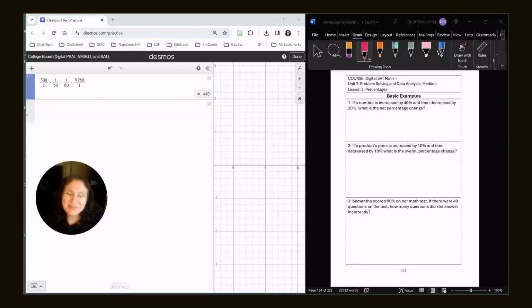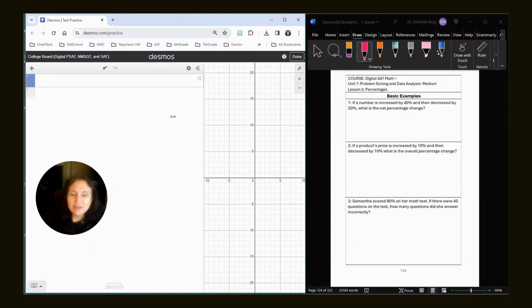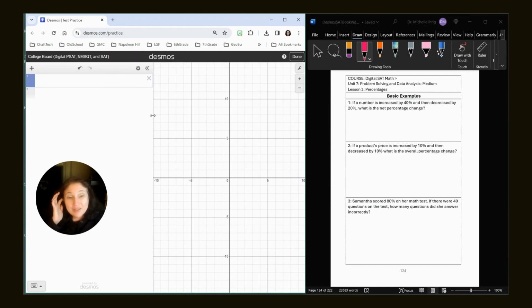If you could please open up the Desmos calculator, the link is in the description, and make sure that you set it to College Board when you click Choose Assessment. Right now we are going to be looking at Unit 7, Lesson 3 in Khan Academy on percentages. If you've bought my book on Amazon, we are on page 124. If you haven't bought it, no worries, just get paper and pencil.